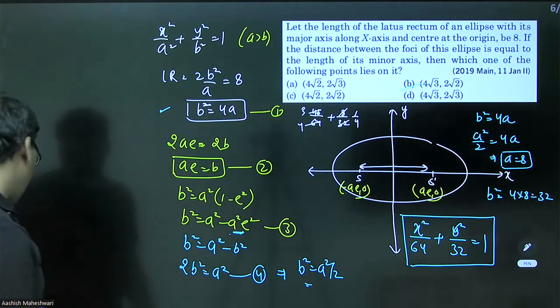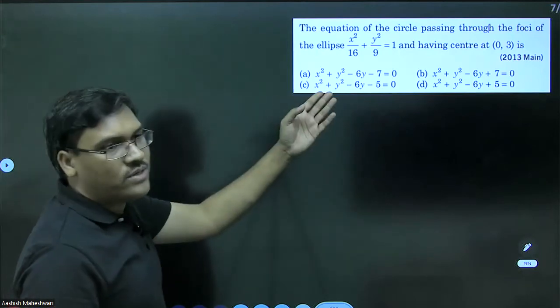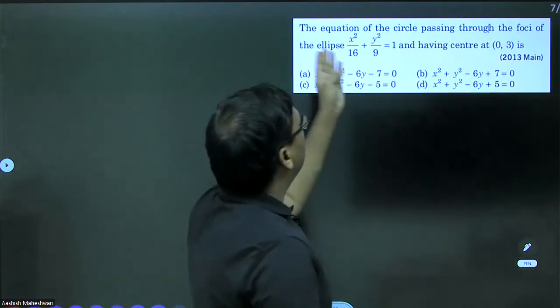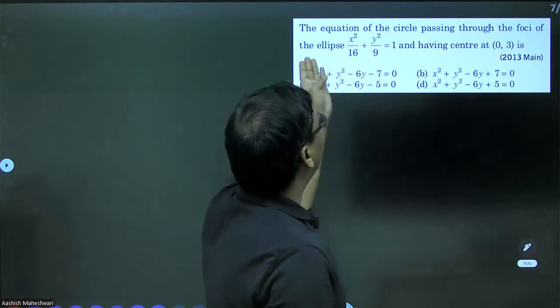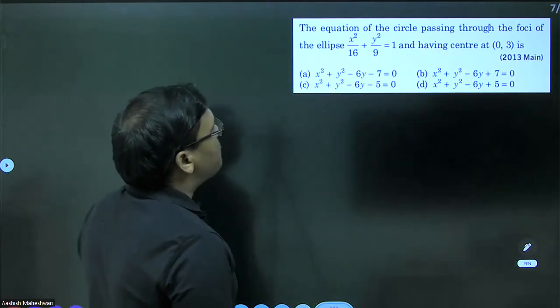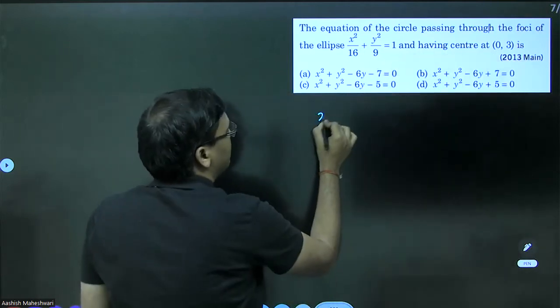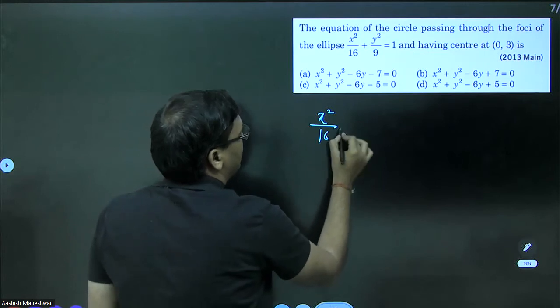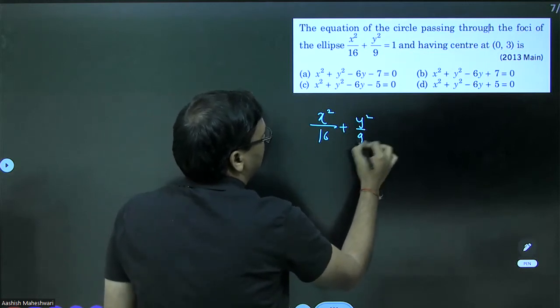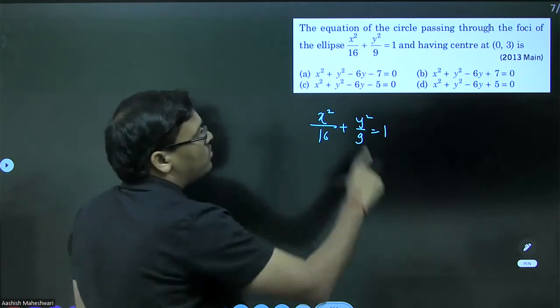Okay. Now let's move to the next question. So we have again a very easy question. This was asked in JEE Mains 2013. Find the equation of the circle passing through the foci of this and having center at 0, 3. So now see, we have to find the equation of the circle which is passing through the foci. This is a direct question. You don't even have to draw the diagram. The circle is passing through the foci of this.